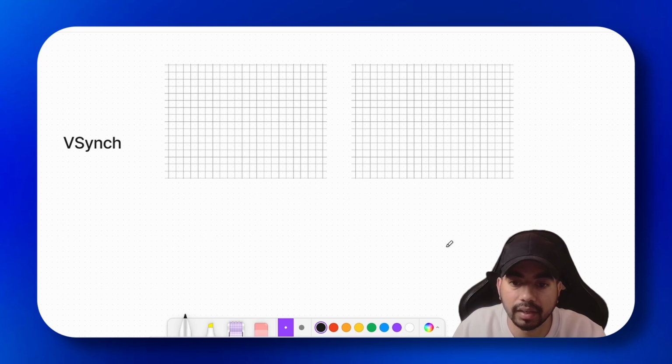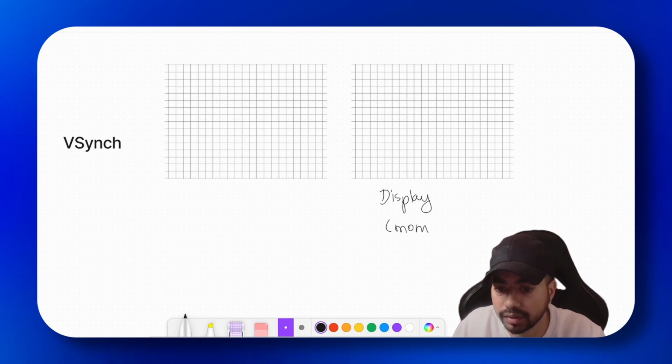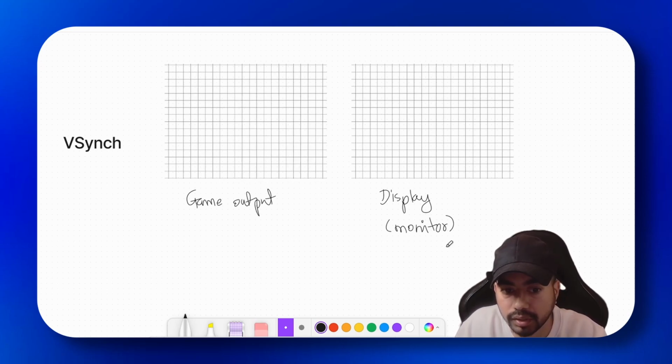So imagine you have a final display, right? This display is any kind of monitor, right? And you have a game output. This output is generated by our GPU, right? Once this output is generated, the GPU will try to send these values to our final display. These final values of the game output are sent to the display in an ordered fashion, and that order is from top left to bottom right. This is how it goes.